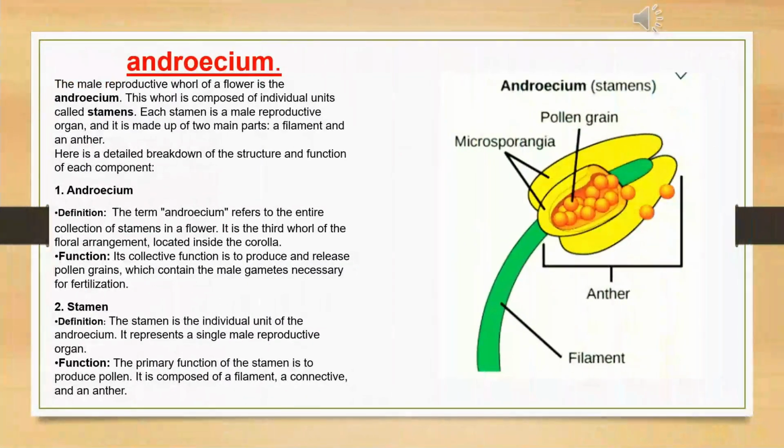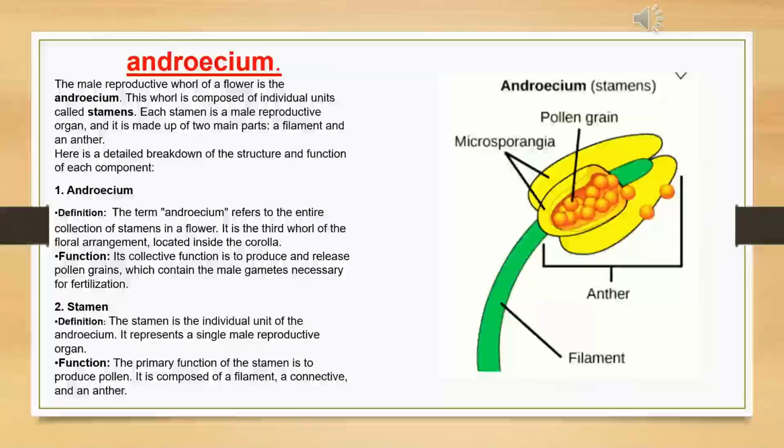Androecium. What is meant by androecium? The male reproductive whorl of a flower is called the androecium. This whorl is composed of individual units called stamens. As you can see in the figure, each stamen is a male reproductive organ and it is made up of two main parts, a filament and an anther. Here is a detailed breakdown of the structure and function of each component.